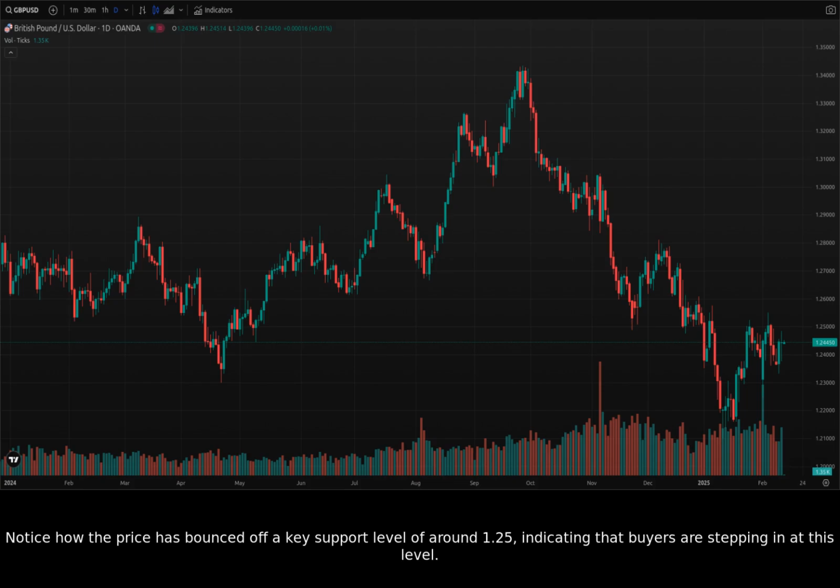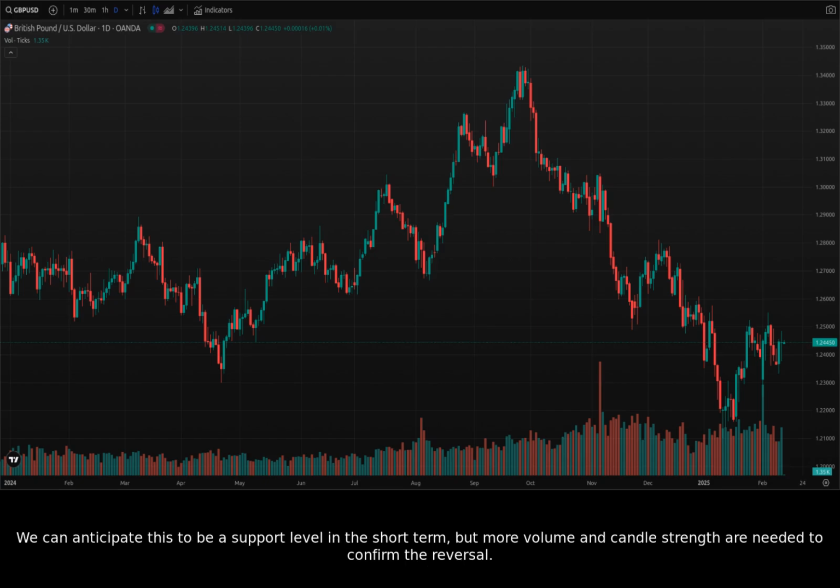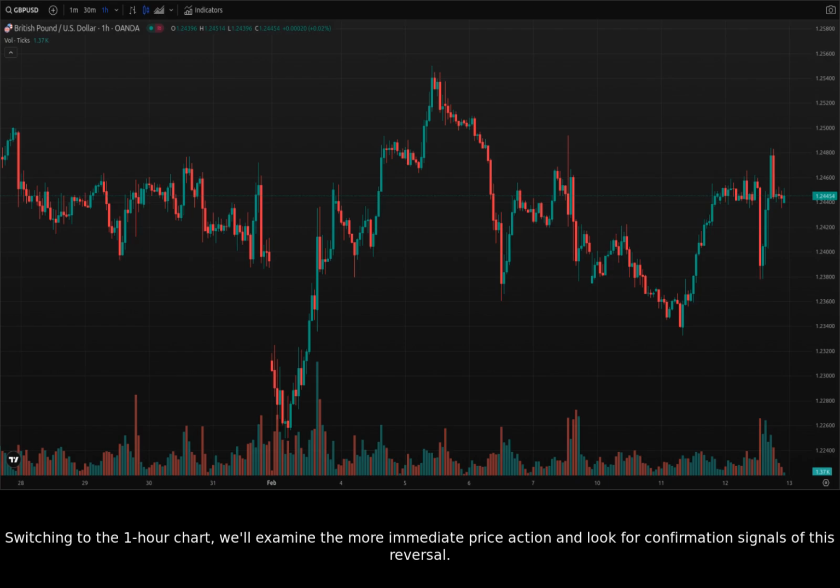Notice how the price has bounced off a key support level of around 1.25, indicating that buyers are stepping in at this level. We can anticipate this to be a support level in the short term, but more volume and candle strength are needed to confirm the reversal. Switching to the 1-hour chart, we'll examine the more immediate price action and look for confirmation signals of this reversal.